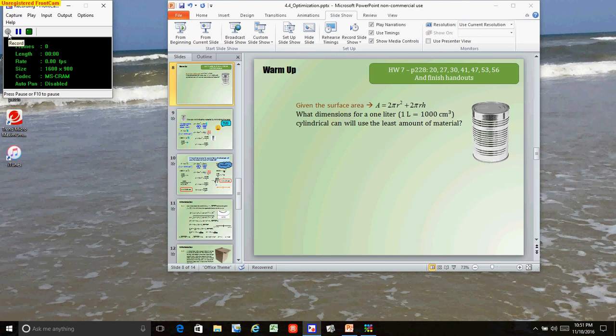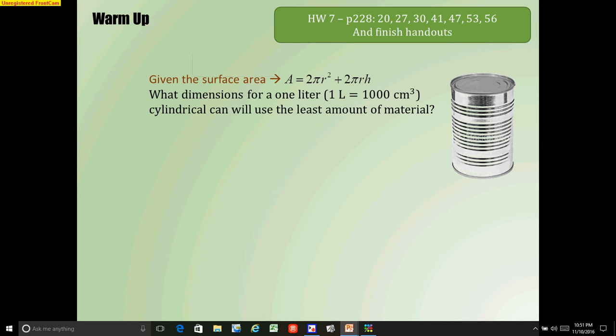Into our second day of optimization. So I have this warm-up for you, and when I check your warm-up books, I wouldn't check either one of these days because you may have these in your warm-up book or you may not.